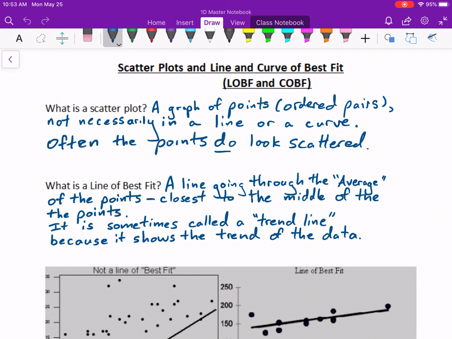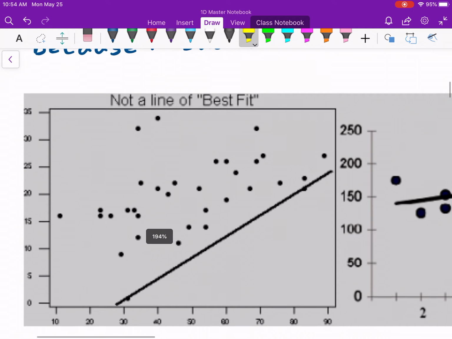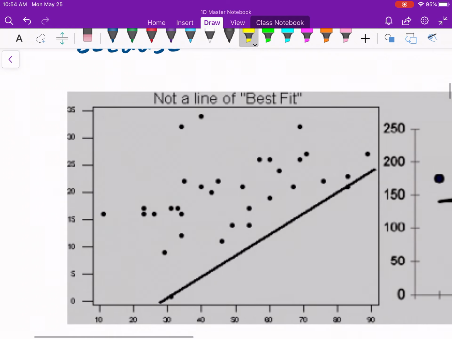So here's a couple definitions. Scatter plot. Well, a scatter plot is a graph of points, in other words, ordered pairs. They're not necessarily in a line or a curve. Often the points do look scattered. So if you look down here, ignore this black line for now, but just look at the dots. That's a scatter plot. They're just a bunch of dots all over the page, but they're ordered pairs, right?